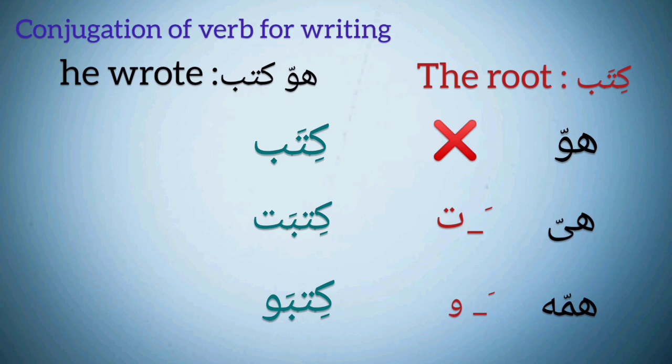Now we know what the root of the verb is. We know that the root is كتب. Then we can add the suffix to this verb in order to conjugate it. The first one is هو كتب. We don't add anything because it's the root, and it's the third person singular. He wrote.